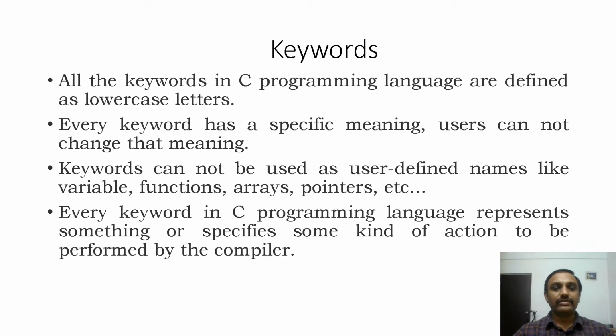First one is keyword. Each keyword in C language has a specific meaning. Users cannot change that meaning, and keywords are not supposed to be used as user-defined names for variables, functions, etc. And all these keywords are defined as lowercase letters. Every keyword in C programming language represents something or specifies some kind of action to be performed by the compiler.